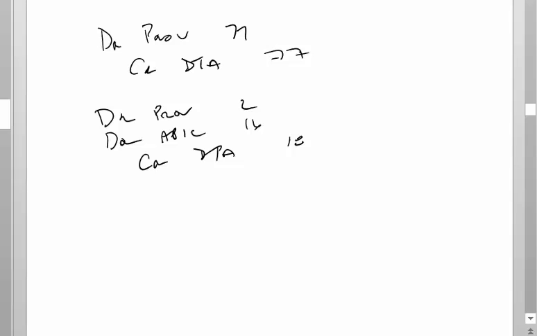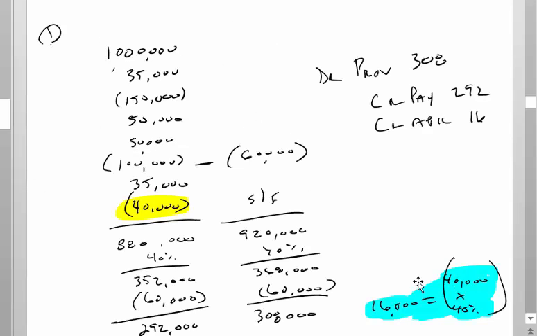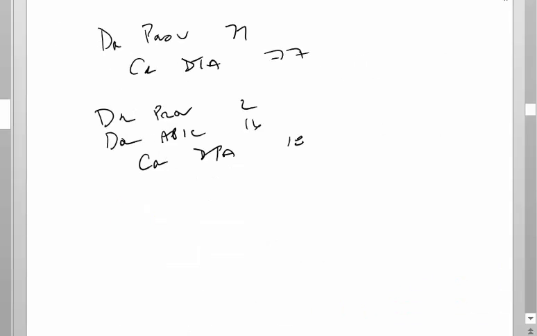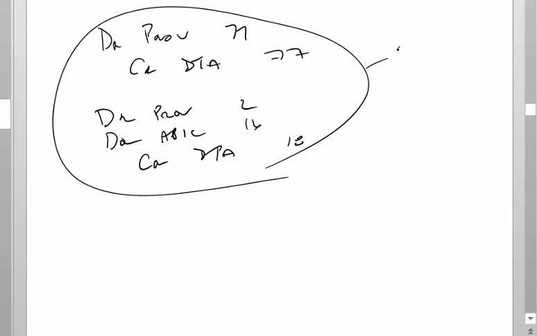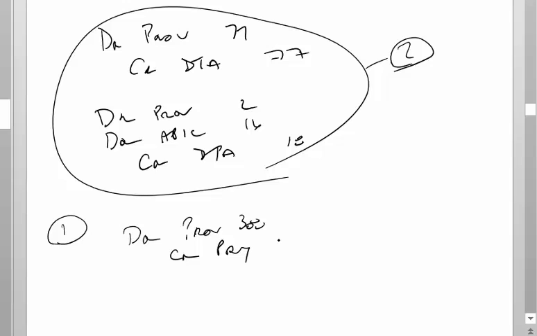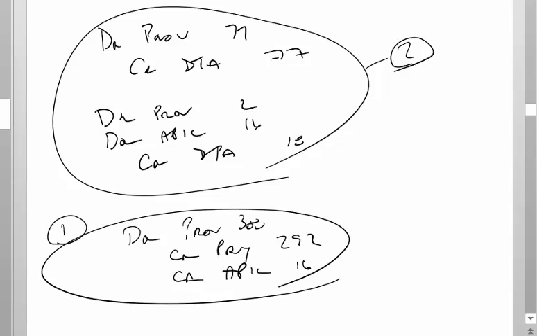Okay, so we know this is my deferred. That's step 2, and then sort of in reverse order here. Step 1 was debit provision 308, credit payable 292, credit APIC 16. Right? That was step 1. So my total provision then is that 77, that 2, and that 308. So 387. Yep. Okay, so let's figure out how we get to 387.